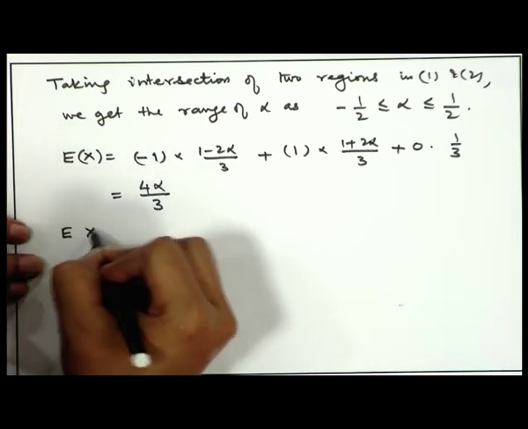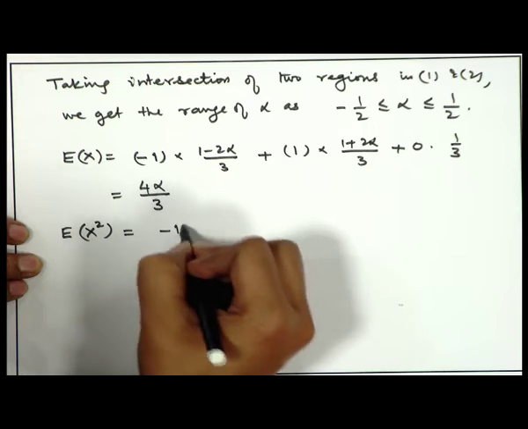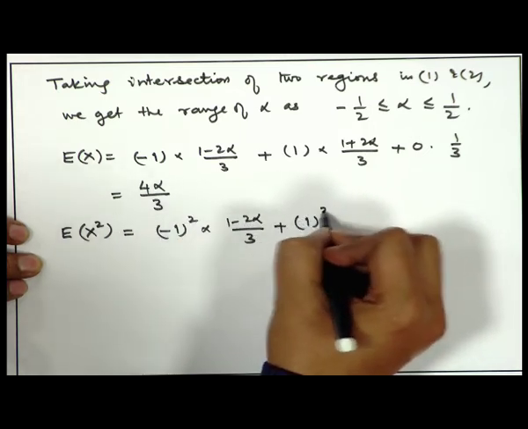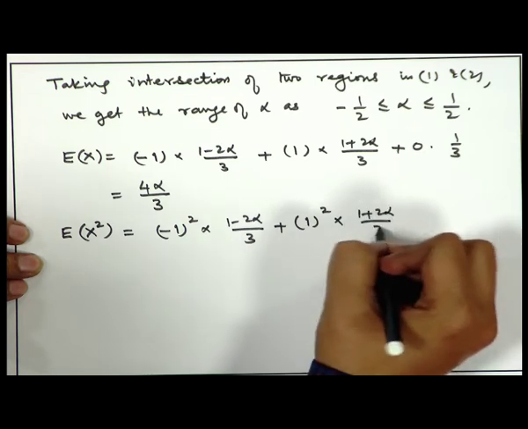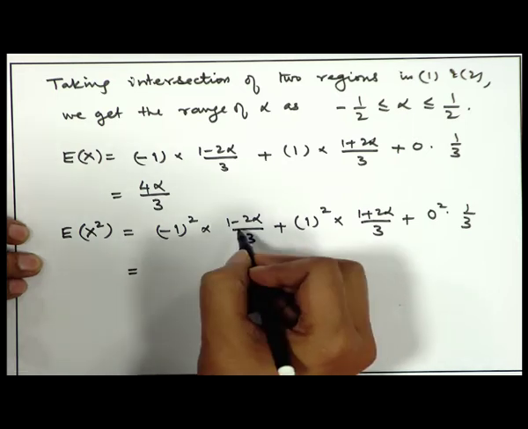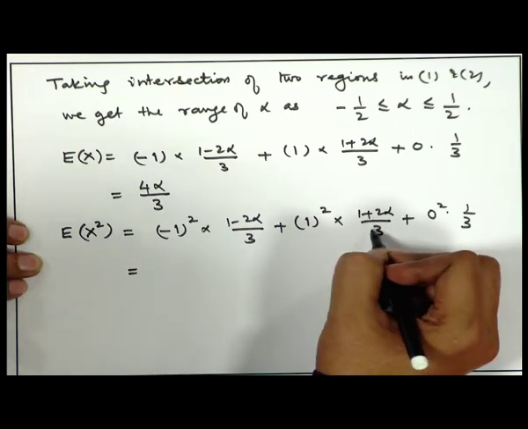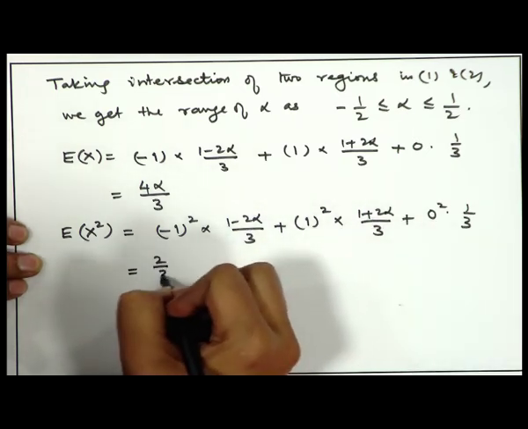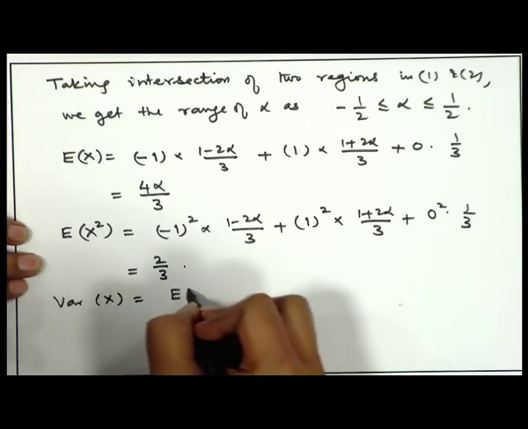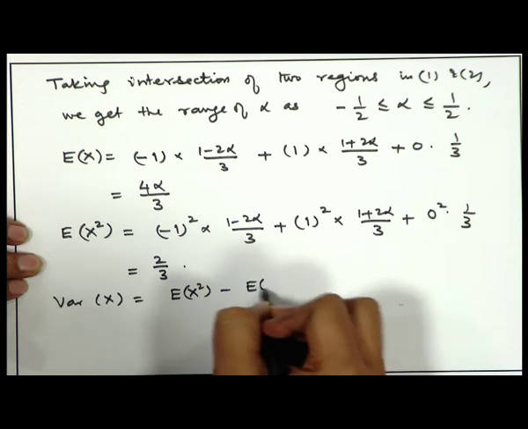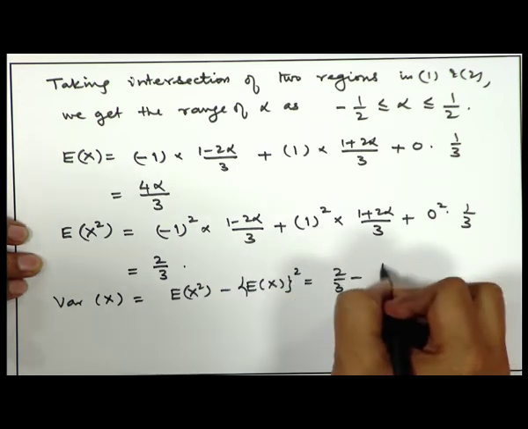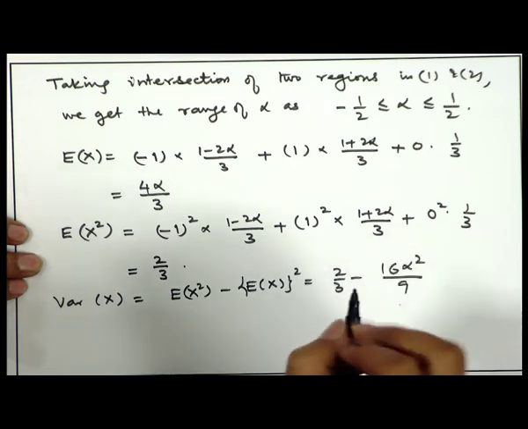Similarly, if I calculate expectation of x square, then I get -1 square into (1 minus 2 alpha) by 3 plus 1 square into (1 plus 2 alpha) by 3 plus 0 square into 1 by 3. So, that is equal to (1 minus 2 alpha) by 3 plus (1 plus 2 alpha) by 3. So, it becomes simply 2 by 3. So, variance of x is expectation of x square minus expectation of x whole square, that is equal to 2 by 3 minus 16 alpha square by 9.